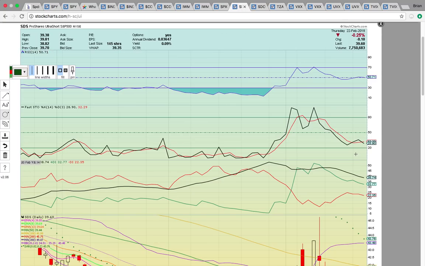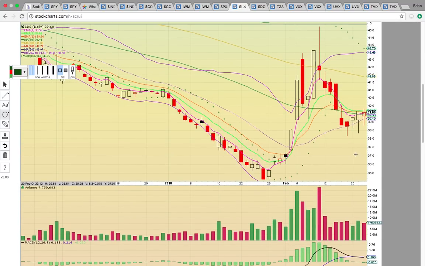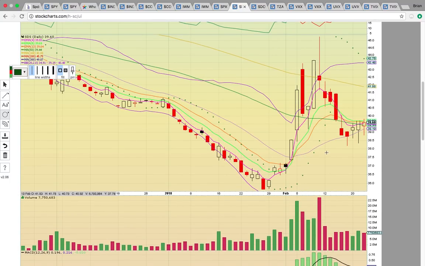If you look at SDS here, this is the ultra short S&P 500. It has the exact same pattern. This is just another vehicle to short the S&P 500, and you can see here it got its same pattern above the middle Bollinger Band, ran to the 100. It's holding the middle Bollinger Band. You've got the nice open red candle. You've got some accumulation. People are acquiring shares off of this middle Bollinger Band. It is the load zone.